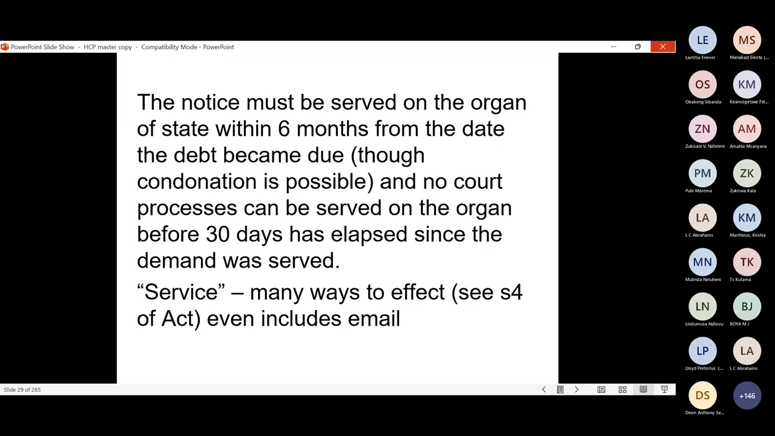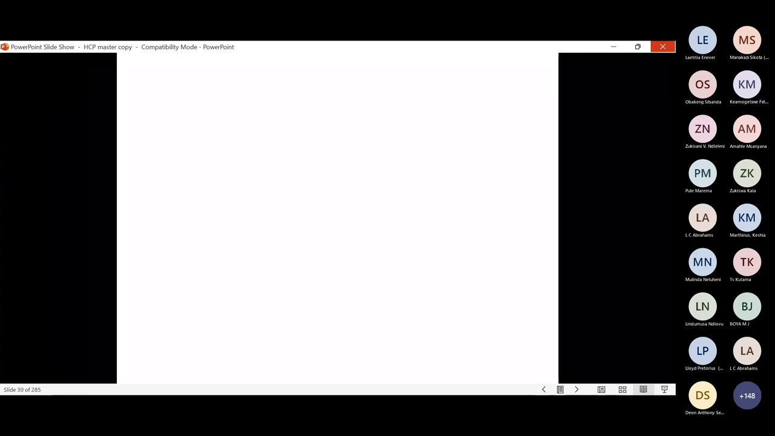Just remember, if you have a claim against an organ of state, within 6 months of the cause of action arising, you must send a notice to the organ of state to say: I'm going to claim this from you. This is what happened. This is what I'm going to claim. This is why I'm going to claim it. And then if within 60 days they didn't respond, only then can you issue summons, because then the cause of action is complete.